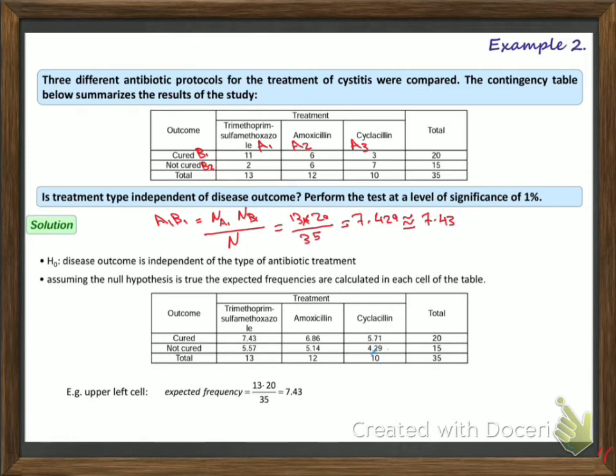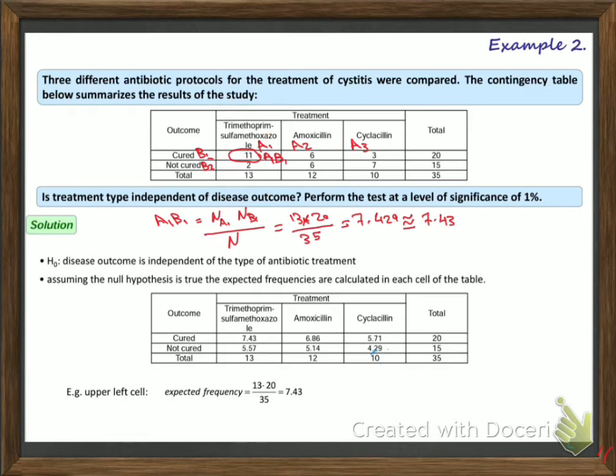So based on these observed values which we have here, we have to calculate another similar table with the expected values. So first I have the observed values, and I need to calculate the expected values. Let us take the first cell as an example. This cell is the intersection between A1 and B1. It is A1 with B1.